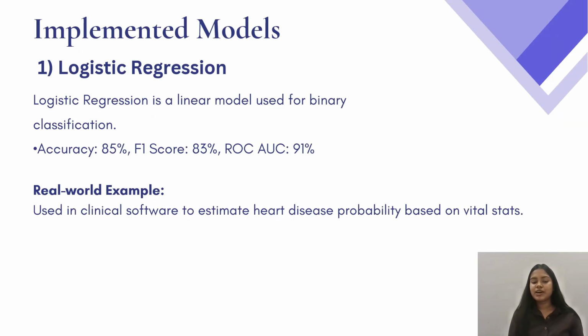Now I'm going to explain our own implemented model, where we will do model analysis with some real world comparison. First, we have logistic regression. This model is widely used in medicine for binary classification. It achieved 85% accuracy and F1 score of 83%. Just think of a real world example. Many hospitals use logistic regression models in clinical decision support systems to predict patient risk based on vital signs.